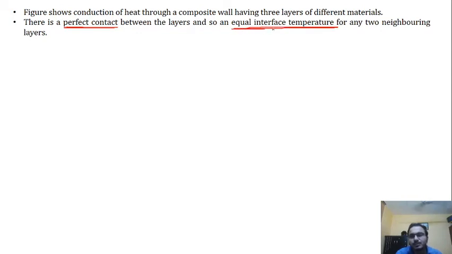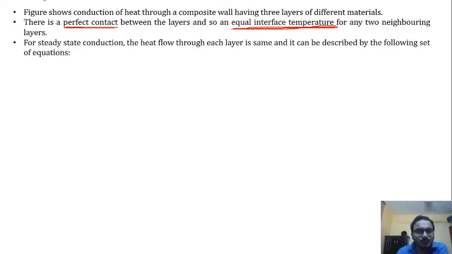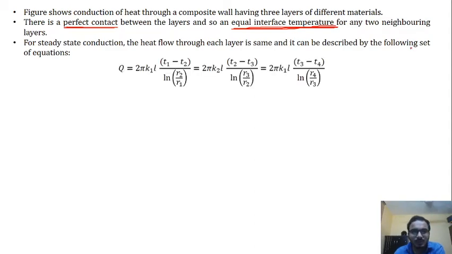If you recall, we were having a thermal contact resistance theory in which this was not equal, but here for simplicity purposes we are assuming that there is a perfect contact and equal interface temperature. Now for steady state conduction, the heat flow rate through each layer is the same, and it can be described by the following set of equations.